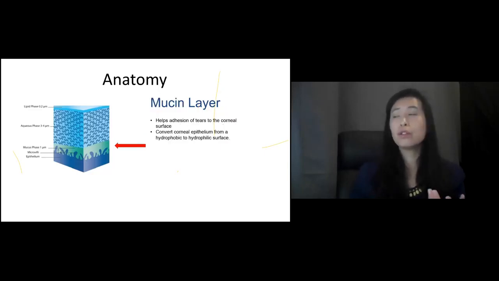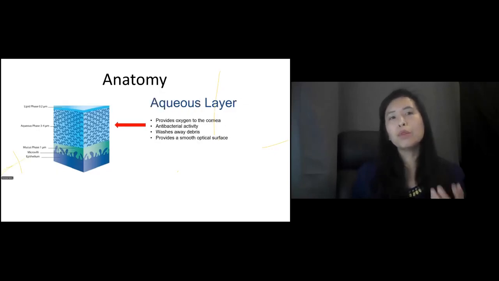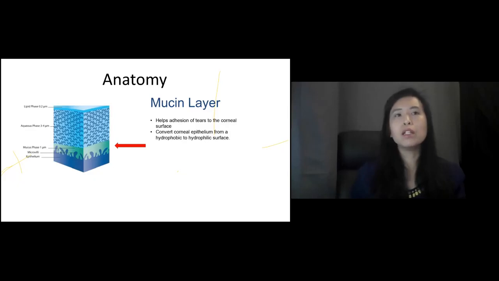There is a third layer called the mucin layer, and that helps the other 2 stick to the surface of the corneal epithelium. But if you have a problem with any of the 3 layers, you don't have it in good quantity, or the quality of that layer is impeded, or you don't have a good proper ratio of the 3, you can get dry eye. Okay, so we'll talk more about specific problems that happen when you have a problem with the lipid layer or the aqueous layer. More rarely, you can have a mucin layer deficiency.